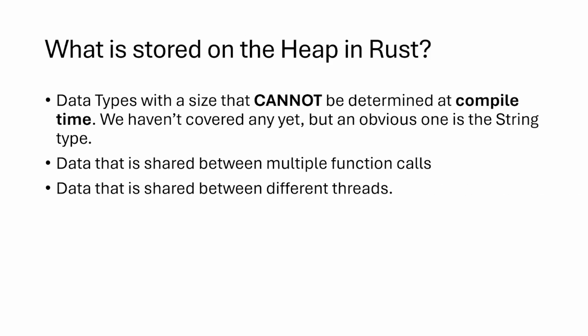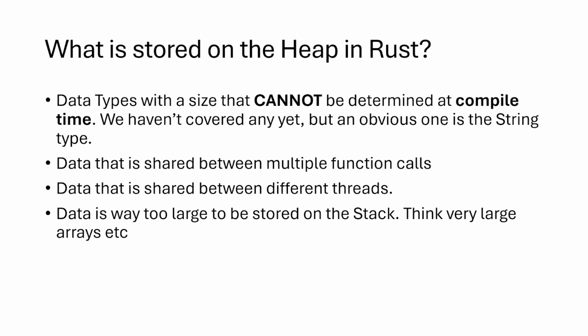Anything that's shared between multiple threads. So again, think of some shared data that could be utilized by multiple threads at any given time. That will also fit on the heap and not be able to fit in the stack. And then lastly, any data that's way too large to fit on the stack. So think of something like an array of thousands upon thousands of records. At some point, that data is not going to fit on the stack anymore. So basically, that will be moved to the heap to cater for the large size.